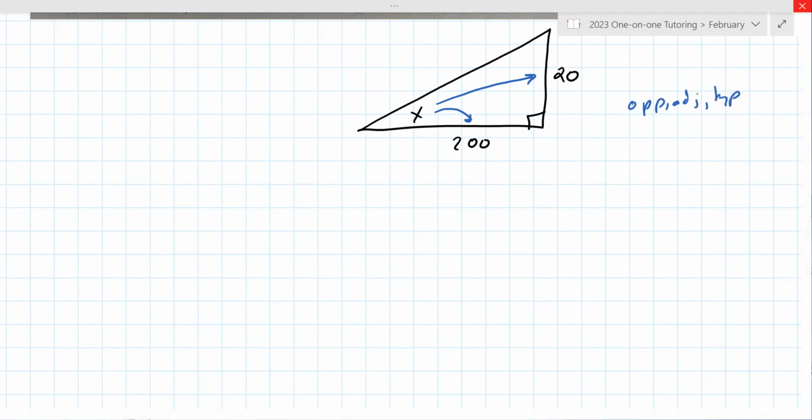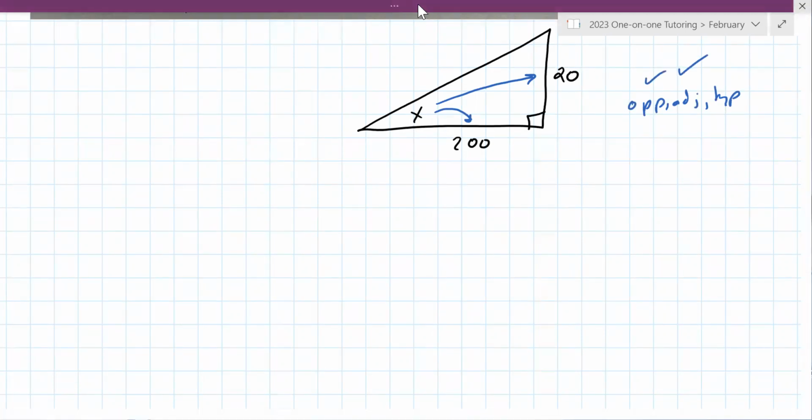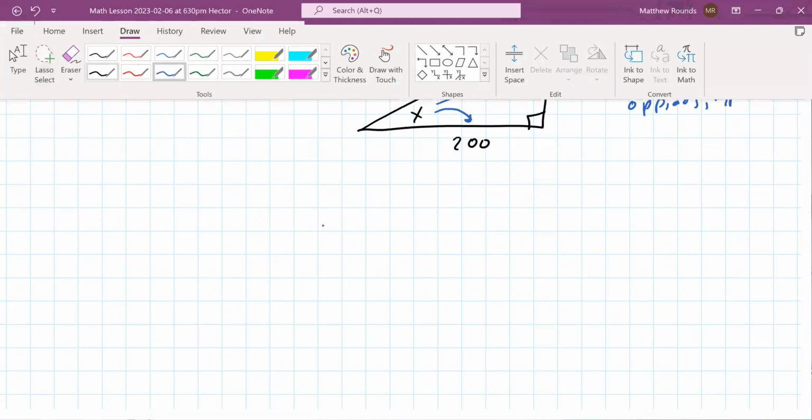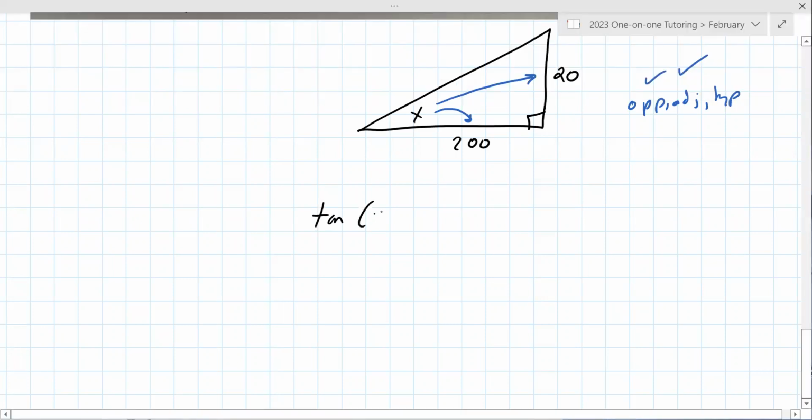What are you given here? We're given the opposite and the adjacent. So which trig function is that? Tangent. Okay, so we're going to say the tangent of x. We don't know x. That's why we're leaving it there, but we do know that it's 20 over 200.